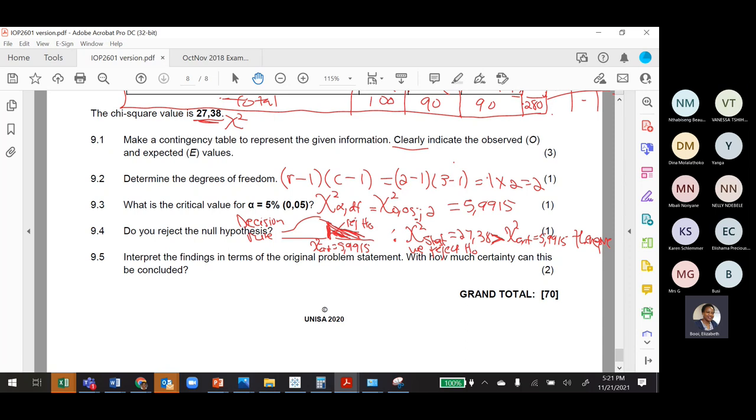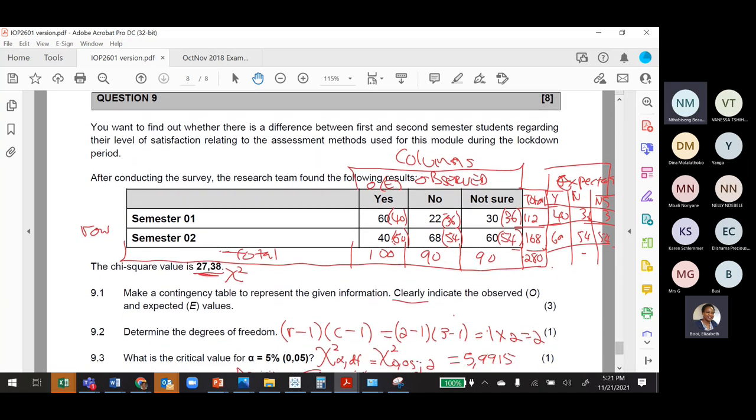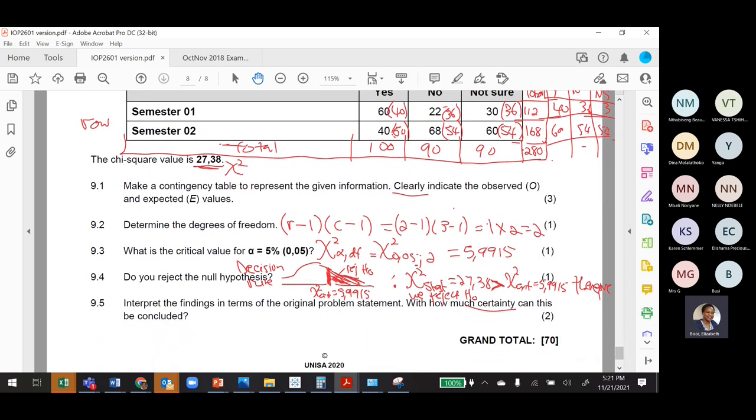The last statement is, how do you interpret your findings, and with how much certainty? Remember, we always need to go back to the statement that was given to us, which is very long in this instance. Because we didn't talk about the null and alternative hypotheses for the chi-square test, always remember the null hypothesis should always state independent, and the alternative should always state dependent. Independent means there is no relationship, and dependent means there is a relationship.